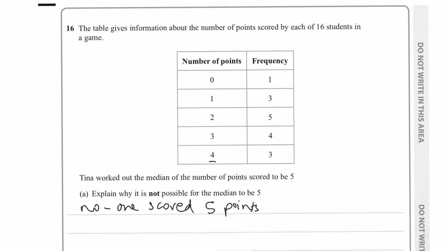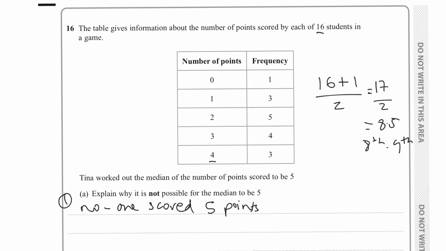So that's one thing you could have said. Another thing you could have said is, if we actually worked out the median, we know our median is our middle value. So we've got 16 students in total. So remember, for the median, you do 16, your total number of people, plus 1 over 2. So that'll be 17 over 2, which is 8.5. So we are looking for between the 8th and the 9th value out of the results.